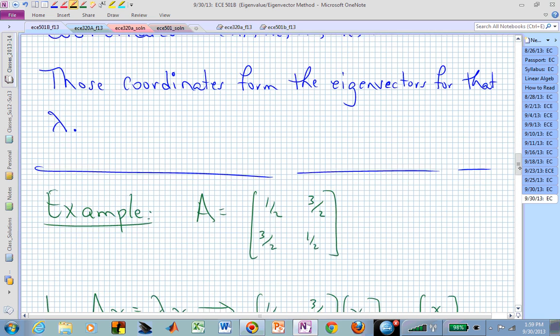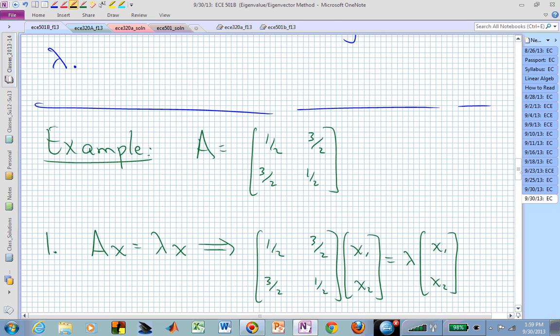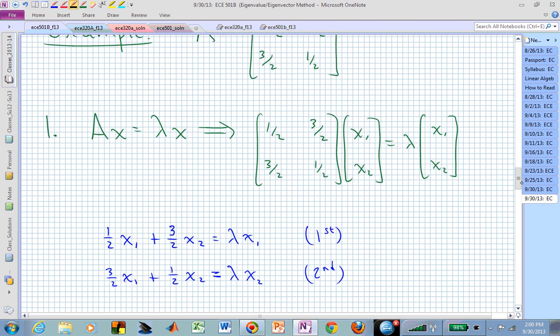Let's look at an example. That was pretty fast, but let's just see what happens if we work through this fairly easy example. It gets a little bit more tedious as we get higher and higher dimensions on the matrix A. In this case, little n is 2, so we're looking at a 2 by 2 matrix. Ax equals lambda x. We now have our eigenvalue eigenvector relationship.